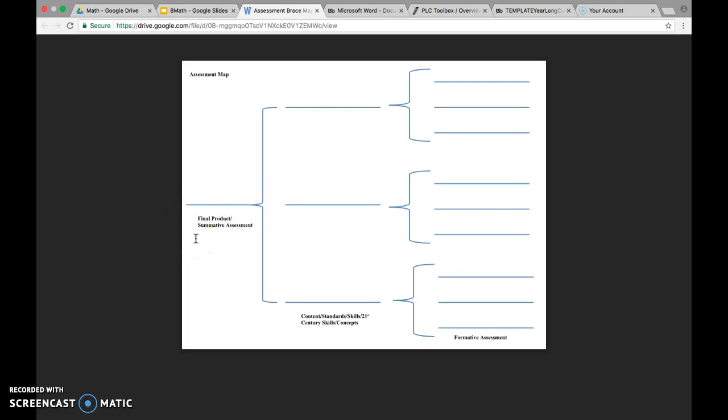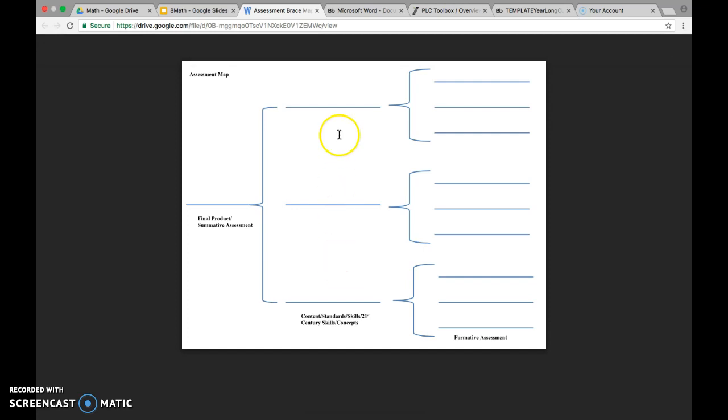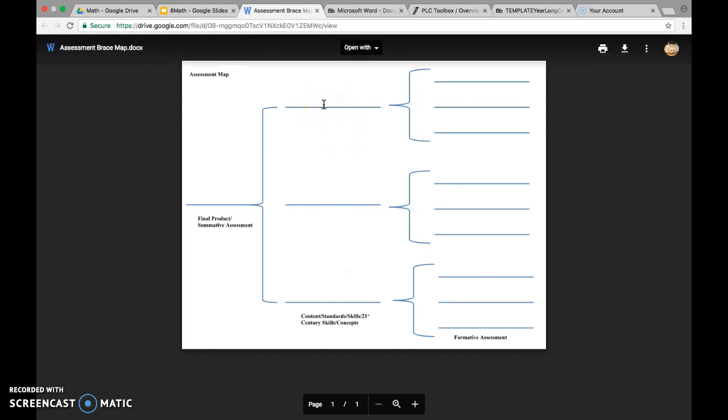This could be a unit test. This could be a PBL. This could be a unit project of some sort. These next lines align to the content standard skills, 21st century skills or concepts that you want kids to know or that they need to be able to know and do. So one of these lines could be graph an equation.